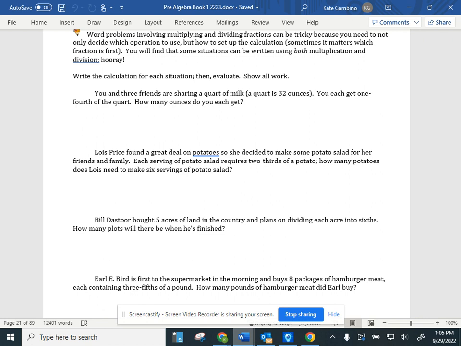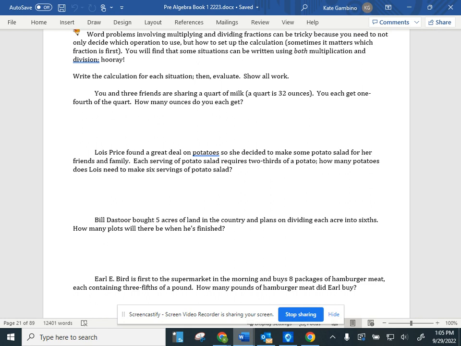Write the calculation for each situation, then evaluate it. Show all your work. I don't want you to read the problem and go, oh, I'm multiplying this and dividing that, and here is my answer, and just write your answer. Show all your work. You need to show what your equation is. What's your calculation that you're doing? So let's look at this first one. You and 3 friends are sharing a quart of milk. A quart is 32 ounces. Important to know. You each get 1/4 of the quart. How many ounces do you get?